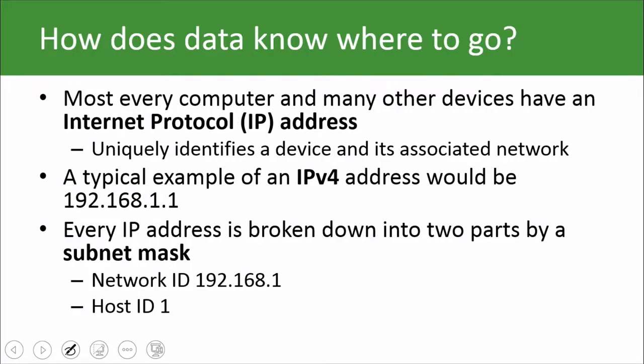All right, so how does data know where to go? Well, we mentioned IP addresses. Those are logical addresses that uniquely identify a device and its network. An example here would be 192.168.1.1. Every IP address is broken down into two different parts by something called a subnet mask, which we'll detail in a little bit. So we have a network ID portion, which is 192.168.1, and then the host ID, which is 1.